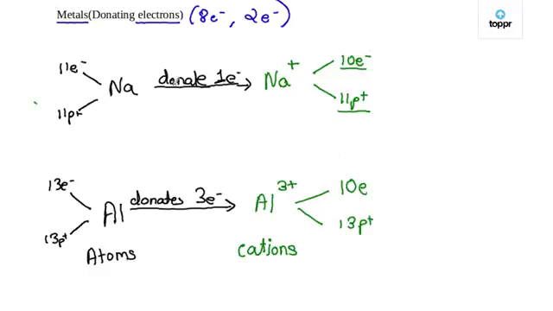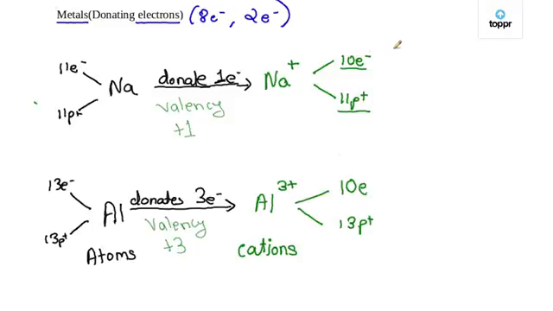Okay, now the number of electrons that metals donate become their valency. So sodium donated 1 electron, so its valency will be +1 because after donating 1 electron it is gaining a positive charge. And aluminium's valency will be what? Aluminium donates 3 electrons, so its valency will be +3, as after donating 3 electrons it gains a positive charge.